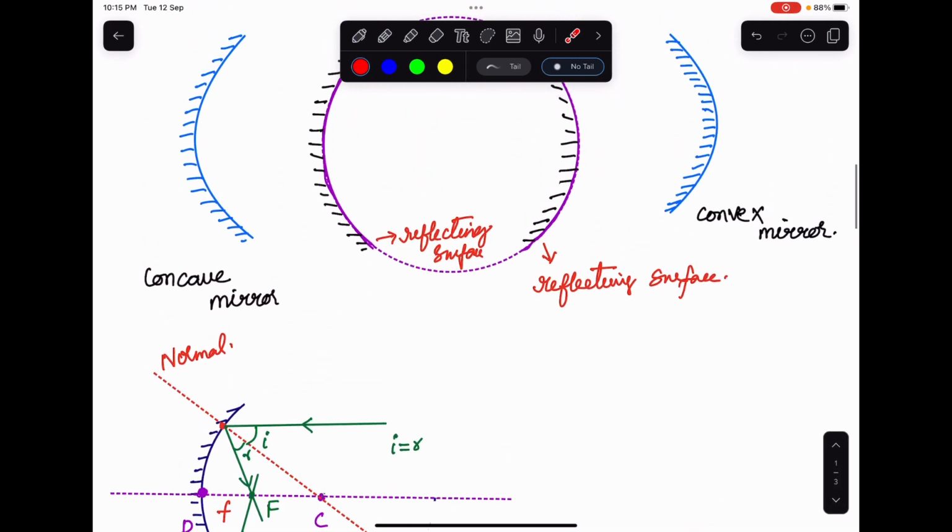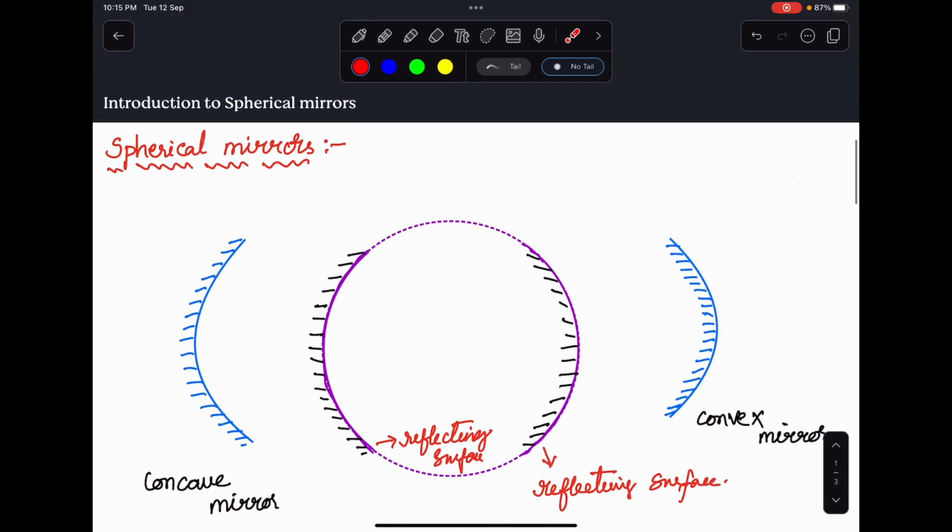Hope you all understood, children. In the next topic we will learn how to draw ray diagrams, and the rules to draw ray diagrams for both concave mirror as well as convex mirror.